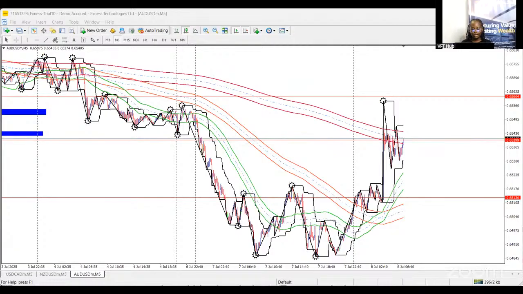With that being said, let's just look at what the chart is currently doing.